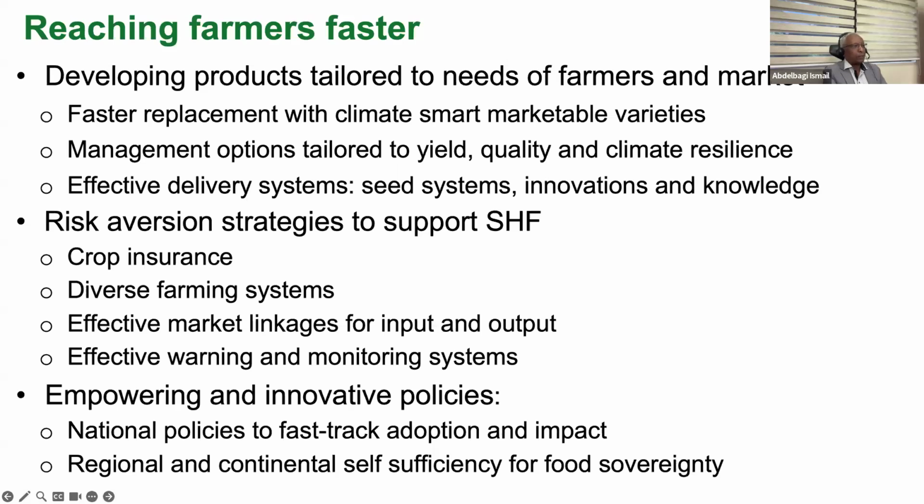And the last one is policies. Policies cut across all of those. So we need to have really effective policies, both at the national and regional level to fast track adoption and impact of these. I will mention some of these as we go along. And we need also policies at the regional and continental levels if we really want self-sufficiency and we now want food sovereignty to be sustained in the continent. And that is mainly because of the risks now we have in the international trade market. And we have seen that countries that have money cannot buy food under certain crises, like what happened during the Ukraine war, what happened during the 2007, 2008 food crisis, and so on. Next, please.